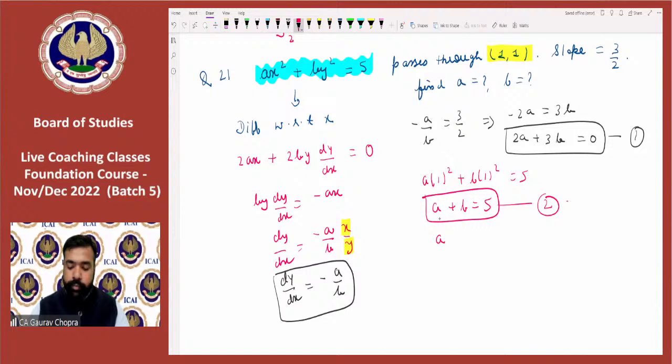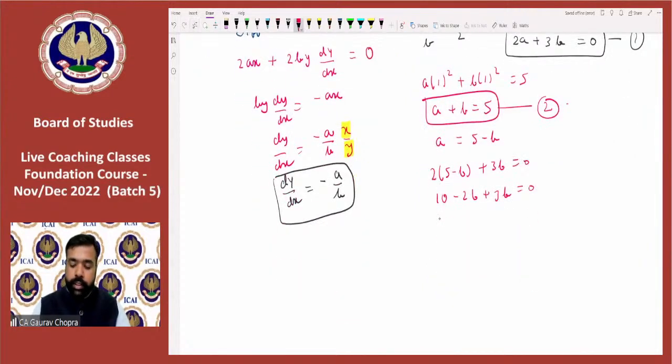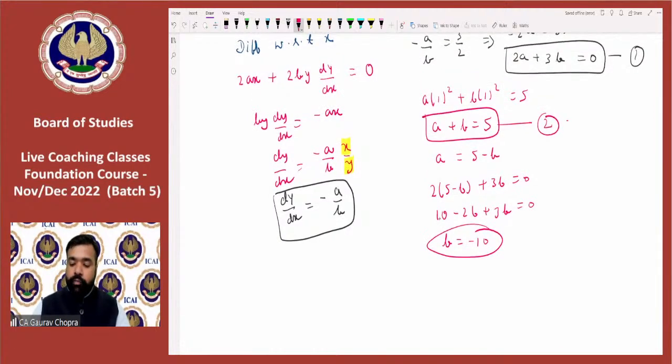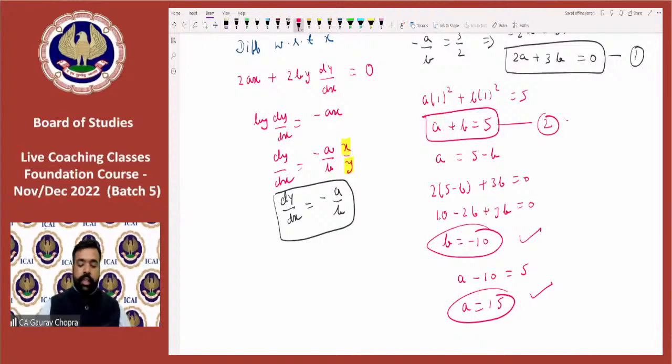So let a is equal to 5 minus b and substitute in the first one. So 2 into 5 minus b plus 3b equal to 0. So what is the final result? b is equal to minus 10. Now we have to calculate the value of a. We can substitute in the equation. a minus 10 is equal to 5. So a becomes 15. So this is the value of a and b. So in this manner, we can easily calculate and get the result.